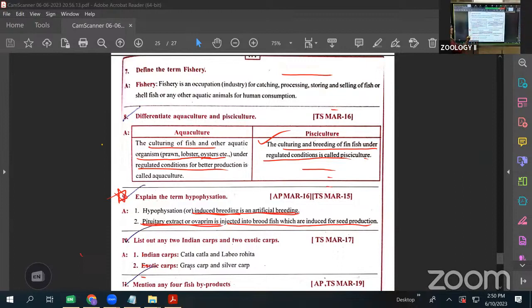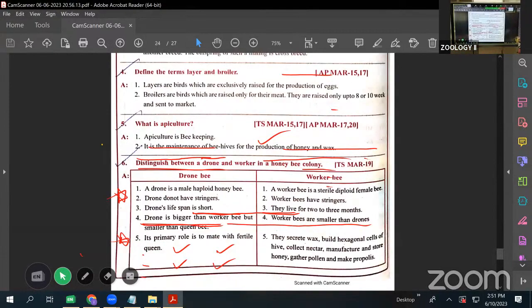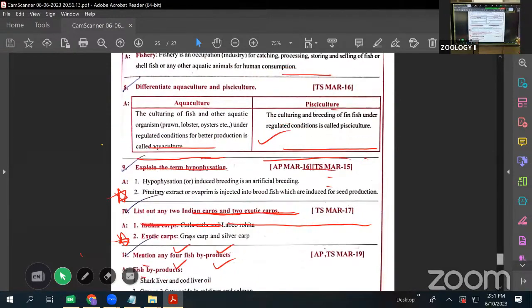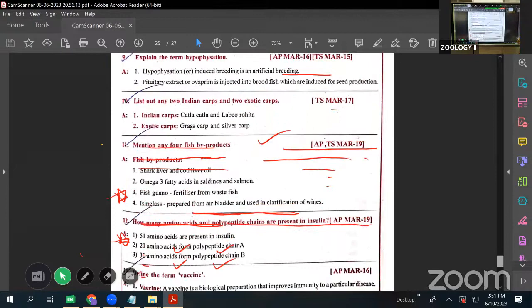Next one is also important. List out any two Indian carps and exotic carps. Indian carps are catla, labeo, and rohu. Exotic means we bring them from outside, such as grass carp and silver carp. So this is also very, very important. Next, mention four fish byproducts, that is, what we prepare from fish.